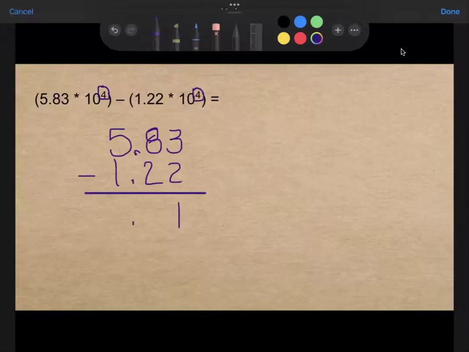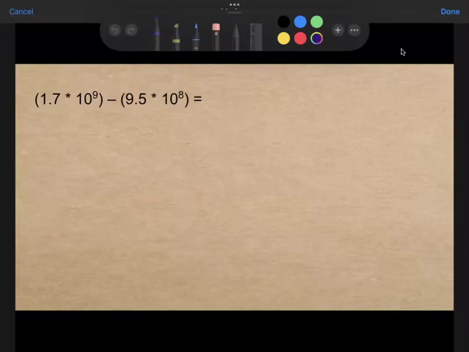3 minus 2 is 1. 8 minus 2 is 6. And 5 minus 1 is 4. So we have 4.61 times 10 to the 4th power. So that looks like proper scientific notation. I have a digit that's not 0 in the ones place, so I can just leave that alone.